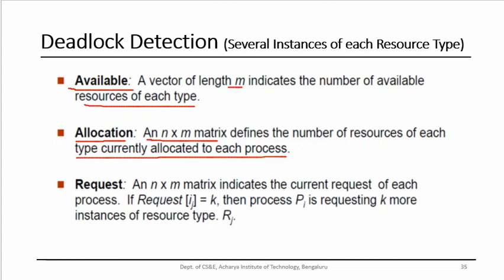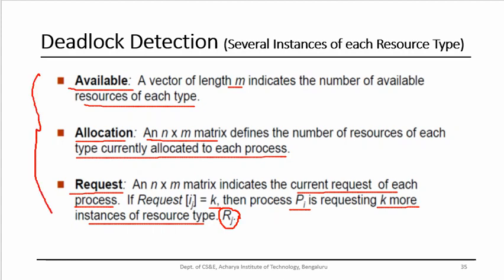And there is one more data structure, that is Request. This is also an n cross m matrix, which indicates the current request of each process. That is, if Request[i][j] is equal to k, then it means process Pi is requesting k more instances of resource type Rj. These are the three data structures that are used by this algorithm for detecting the deadlock. Let's go to the next slide and see how this algorithm works.